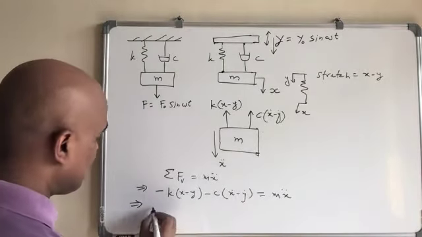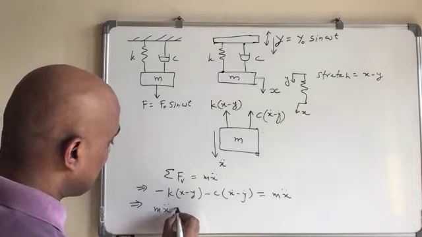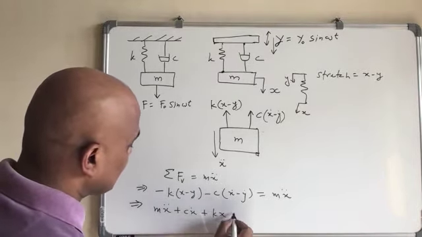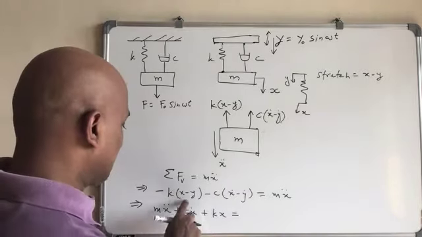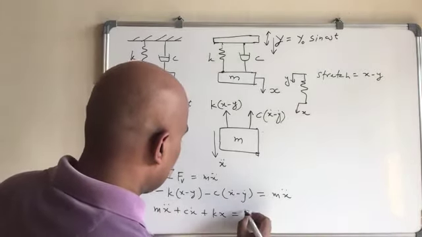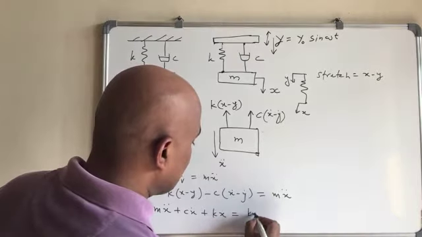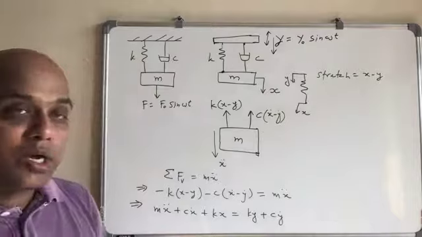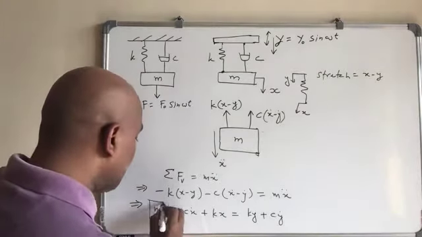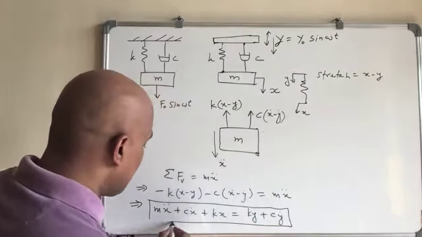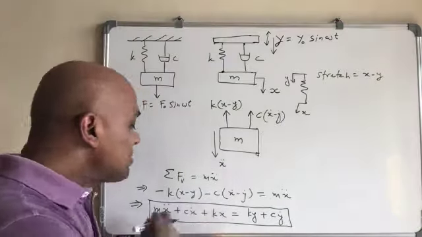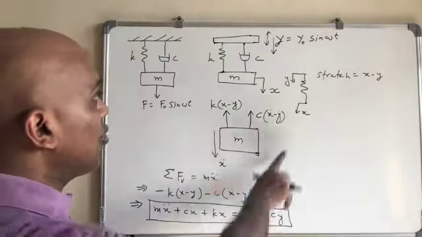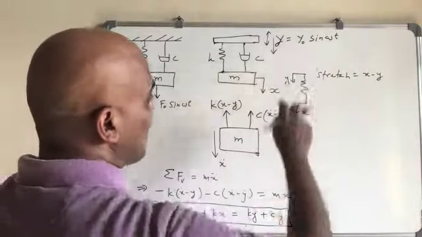You will get mx double dot plus cx dot plus kx equal to what? Equal to ky plus cy dot. So this is the equation we get. Now, on the left-hand side we have to find x, which we don't know, but on the right side y is given: y equals y naught sine omega t.